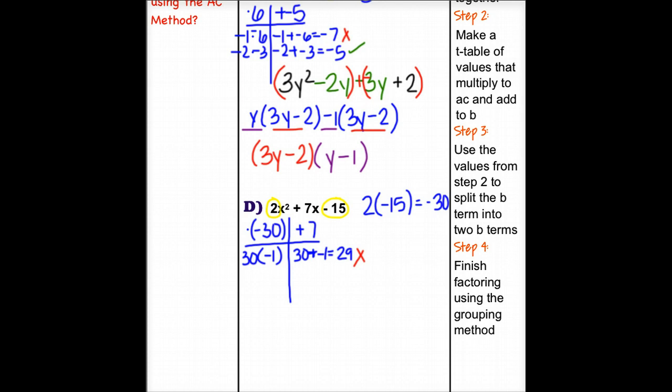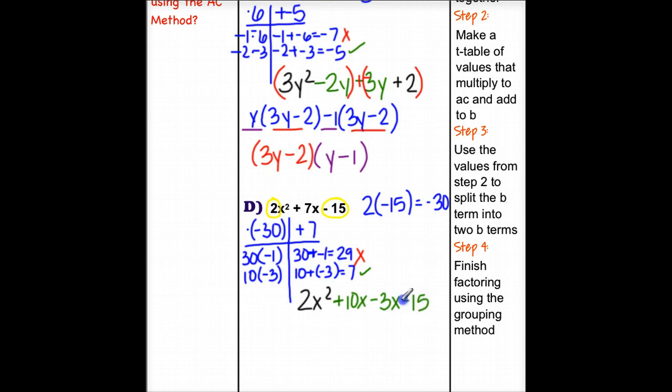Next one I think of is 10 times negative 3. And when I take 10 plus negative 3, I get 7, which is exactly what I'm looking for. So then I can go ahead and rewrite my equation. We have 2x squared plus 10x minus 3x minus 15.